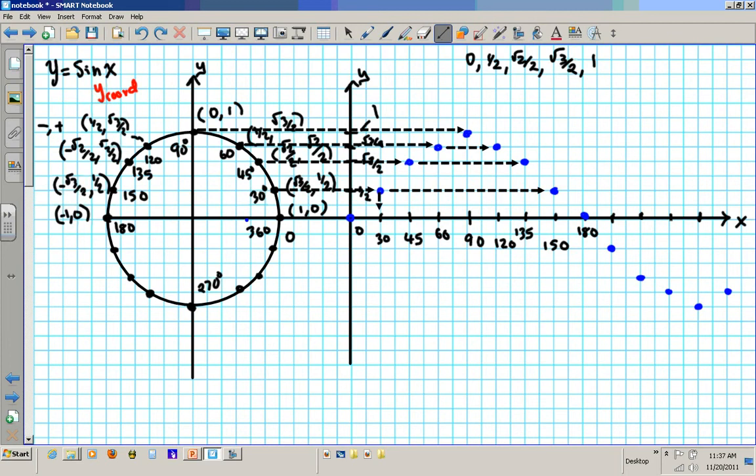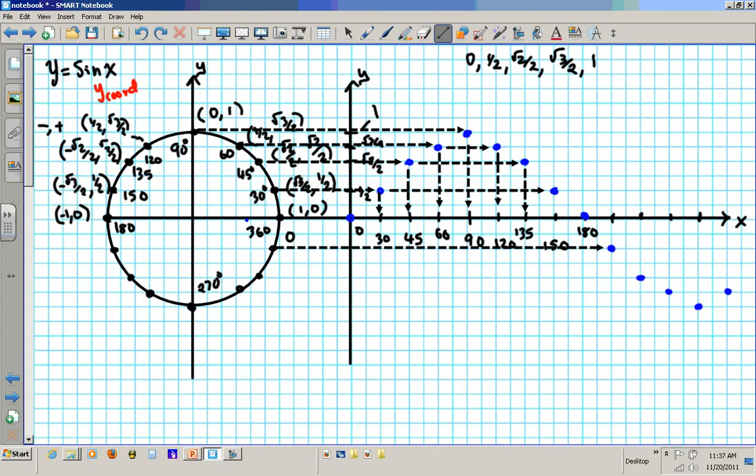And then these points trace down to your y-axis, like this, like this, like this, like that, and then like that, and then like that. Okay, so there goes your sine graph right there. And then if you look at the other side, the same thing happens. Okay, you have the same thing happening here.